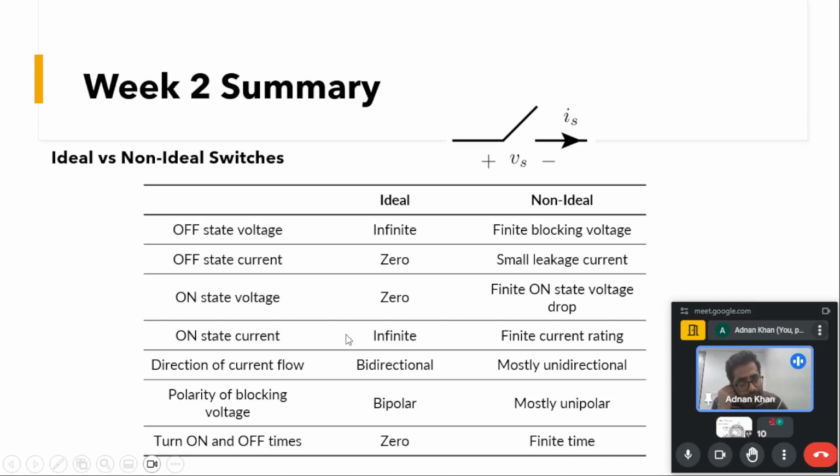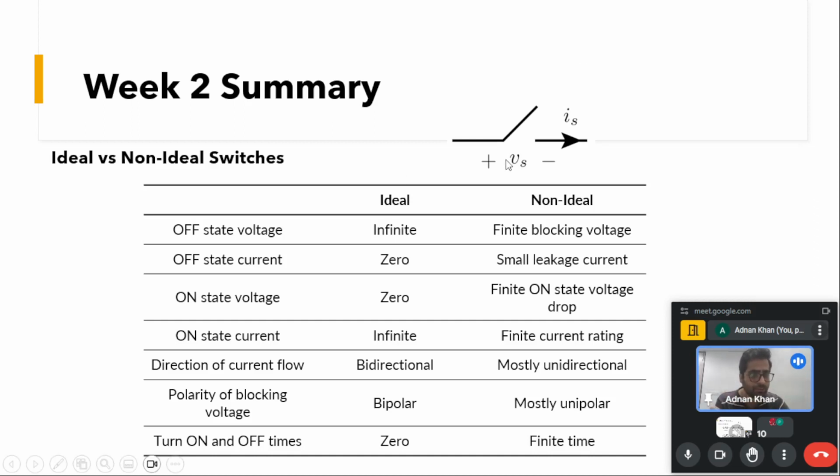Coming to the other characteristic of an ideal switch, ideally our switch should be able to carry the current in both directions, in the positive as well as the negative direction. As soon as we close this switch, near where my arrow is pointing, it should be able to carry the whole current in any direction, be it positive or negative, forward or backward. But that is not possible with the actual switch.